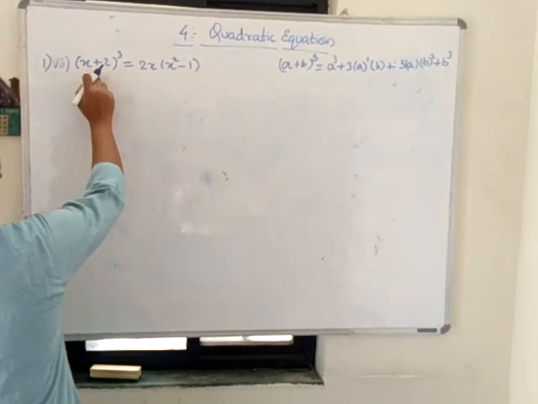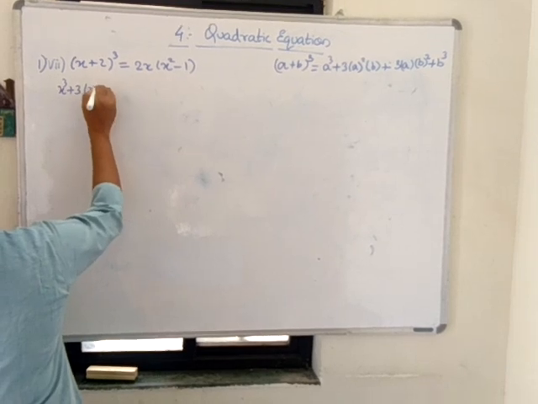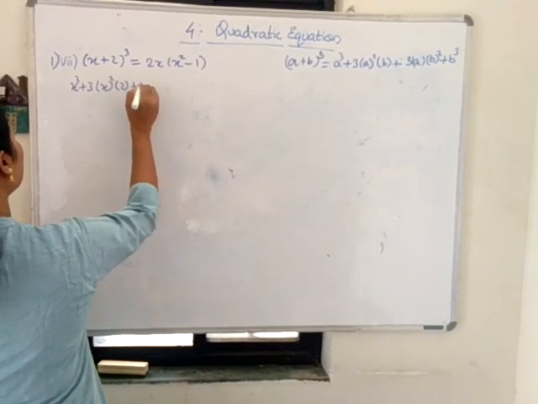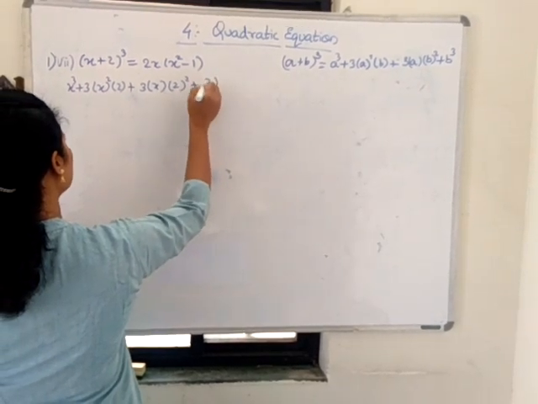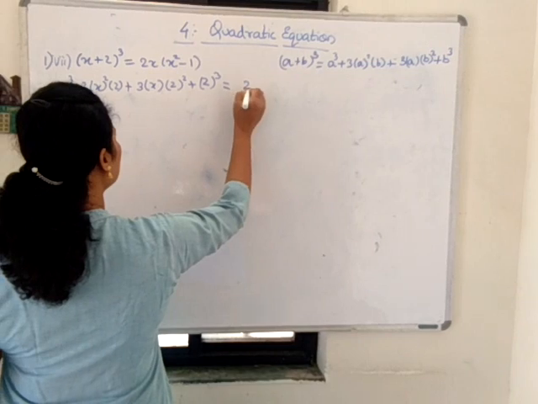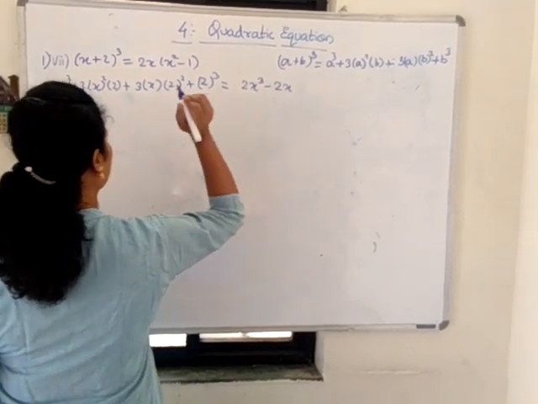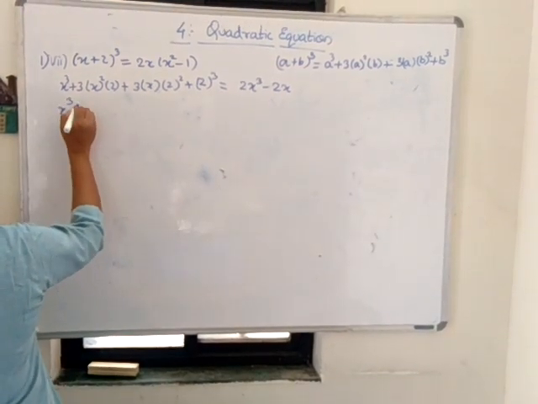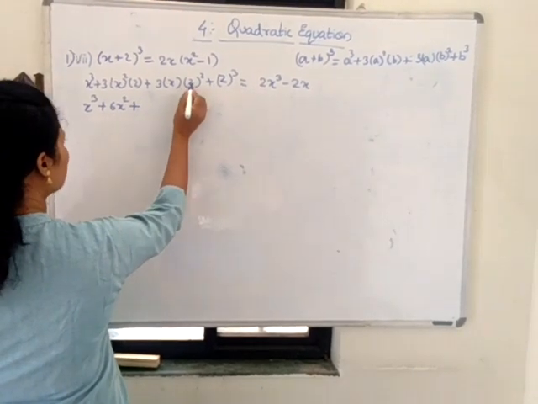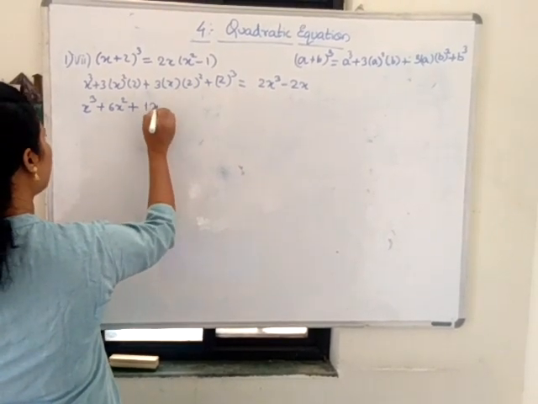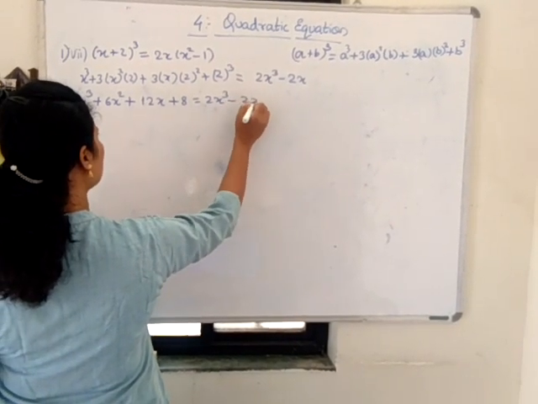So let us do it for this bracket. It will be x³ + 3 into x² into 2 + 3 into x into 2² + 2³ is equal to 2x. I am going to multiply 2x³ − 2x. So x³ + 6x² + 2² is 4, 4 into 3, 12x + 8 is equal to 2x³ − 2x.